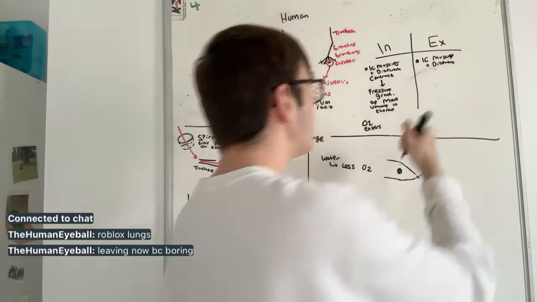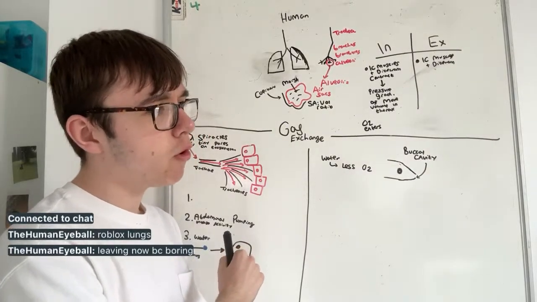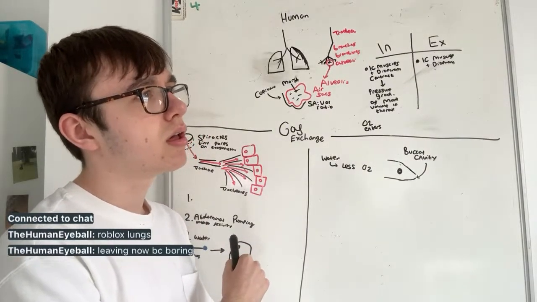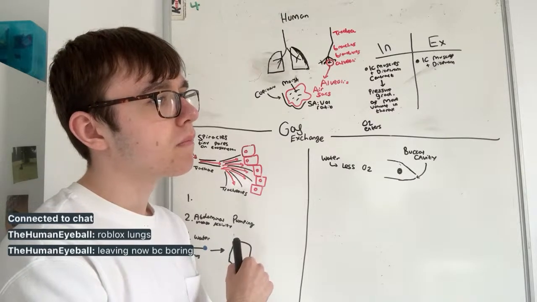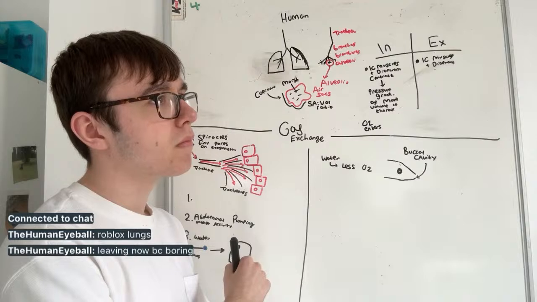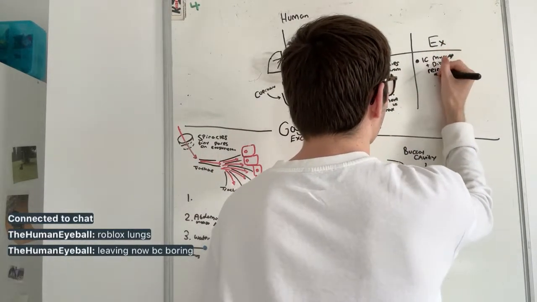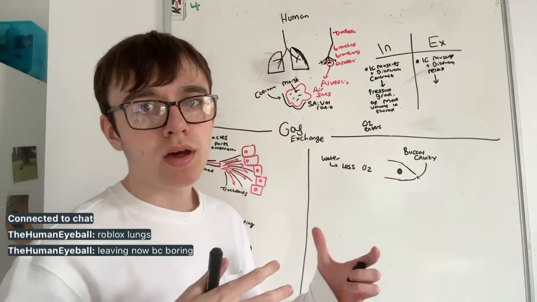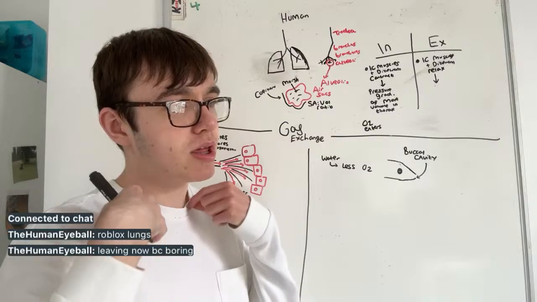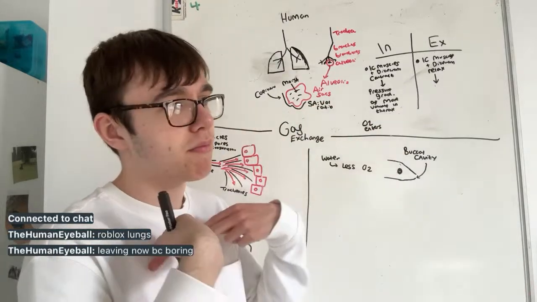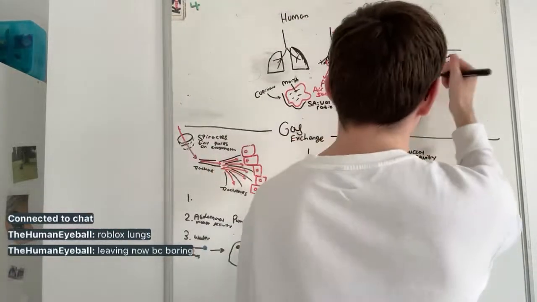And expiration is where the intercostal muscles and diaphragm, actually, hold on, would they contract? I'm trying to figure out what contracting is. I'm going to put relax here. Relax. This obviously reduces the volume, which means there's a pressure gradient outside. So gas will leave by diffusion out of the body. So yeah.